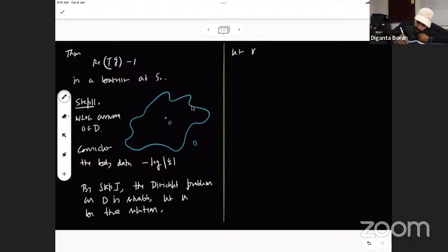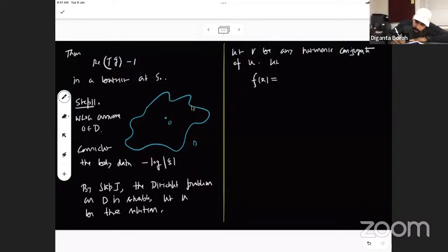So first of all, let V be any harmonic conjugate of U. This exists because D is simply connected, right? So let's look at the function f of z to be, if you recall, we had something like z minus z0, but now I'll take z because z0 is 0, times e to the power u plus iv. So this was the function that Riemann came up with, right? Only thing was existence of u was not clear at that time. So I'm now going to show that this function actually maps D conformally into the unit disk.